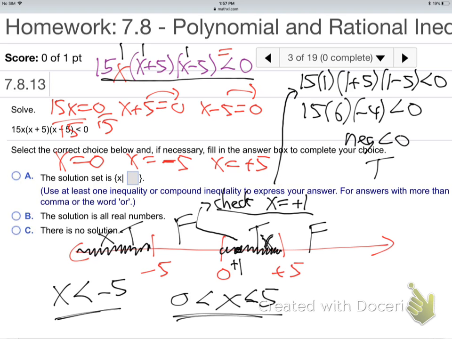X says, I'm right here. I'm the shading in the middle. 0 is left of me. 0 is the left edge of the shading. And I am left of the 5. I am left of the 5. Right?